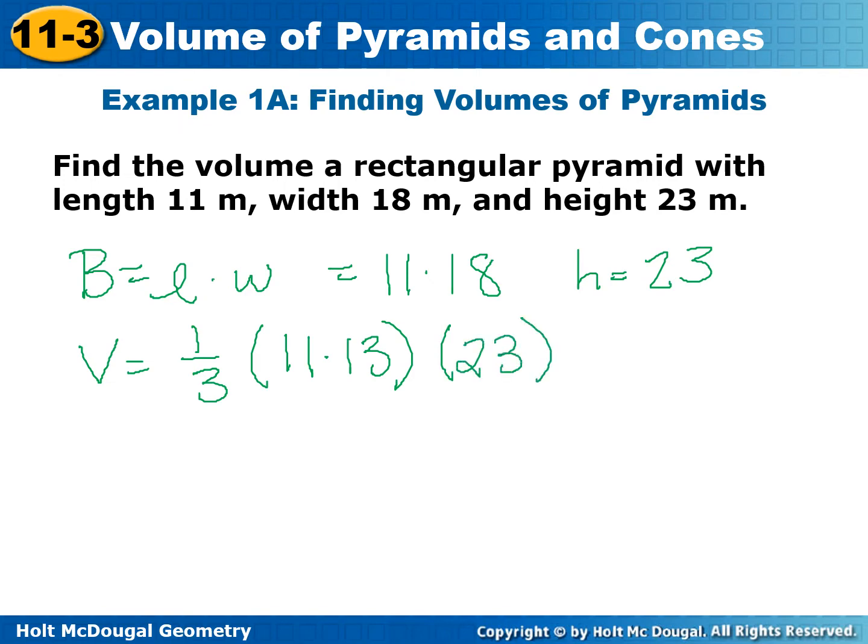We can do this all in one step in our calculators, and we're going to get 1,518. And don't forget our unit, which is meters. It will be meters cubed.